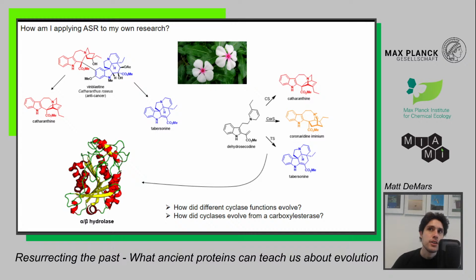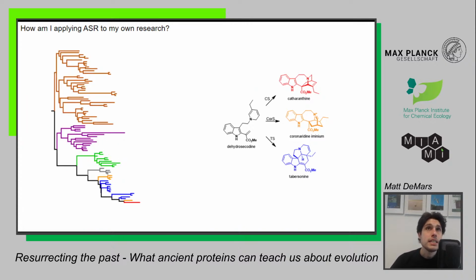So these alpha beta hydrolases are usually acting as carboxylesterases. So they're cleaving ester bonds and forming basically an acid and an alcohol, which is a function that's radically different from the cyclization activity that they're performing here. So basically what I did was collect a bunch of different sequences from different species of plants and homologs of these different cyclases, and made a phylogenetic tree.